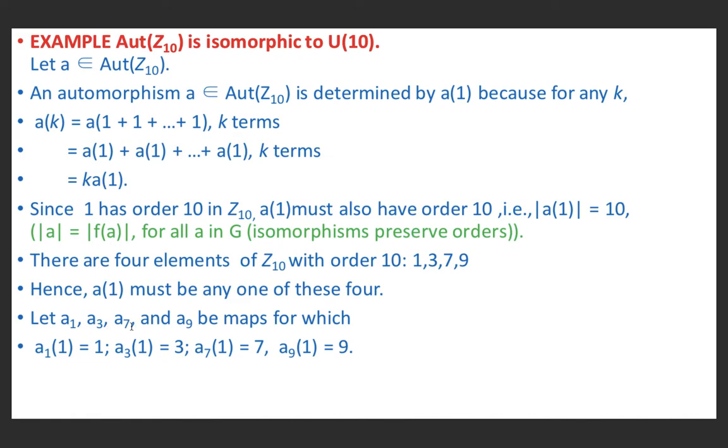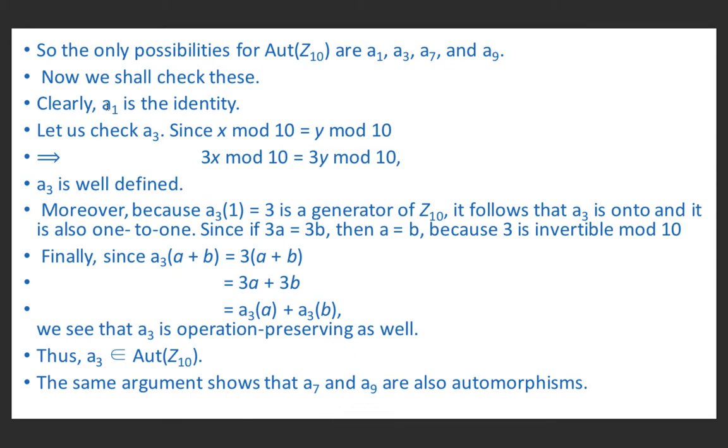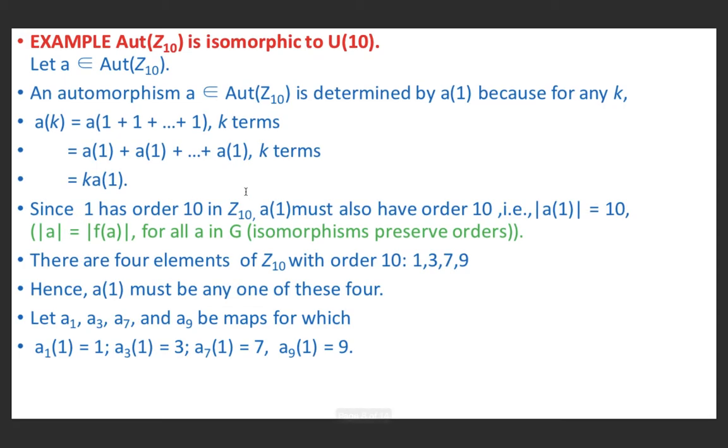Let A1, A3, A7 and A9 be maps for which A1(1) is equal to 1, A3(1) equal to 3, A7(1) equal to 7, A9(1) equal to 9. So the only possibilities for automorphisms of Z10 are A1, A3, A7 and A9. Now we shall check these one by one. Clearly A1 is the identity because A1(1) is equal to 1.